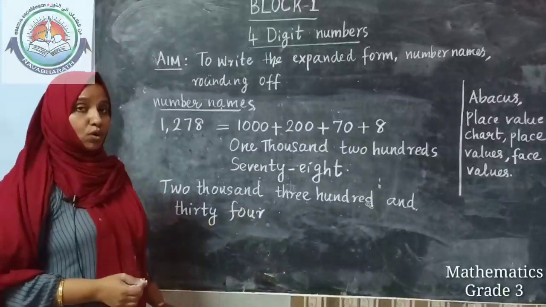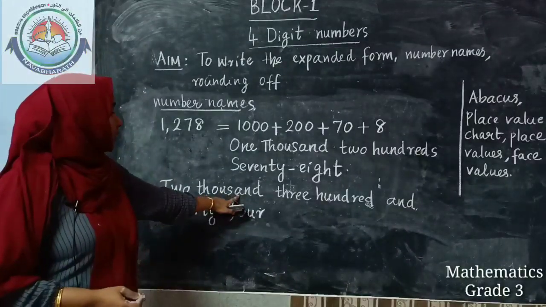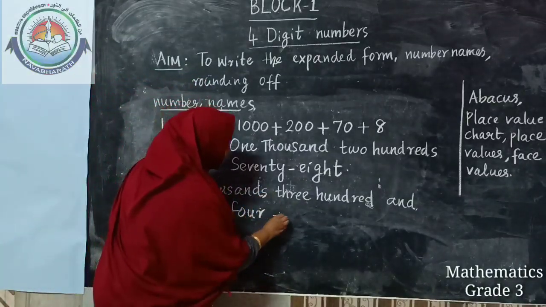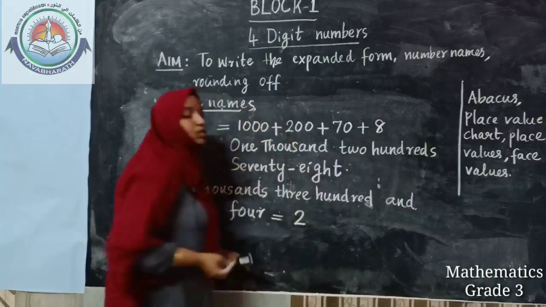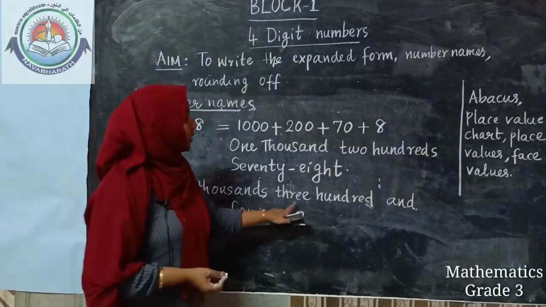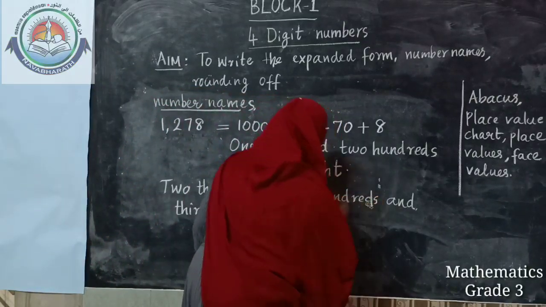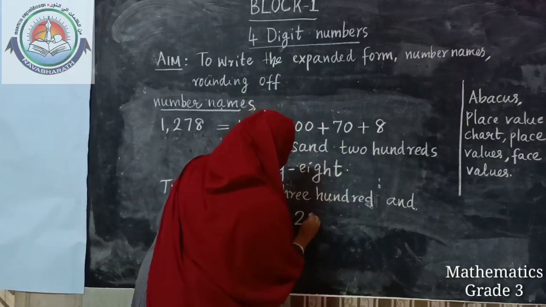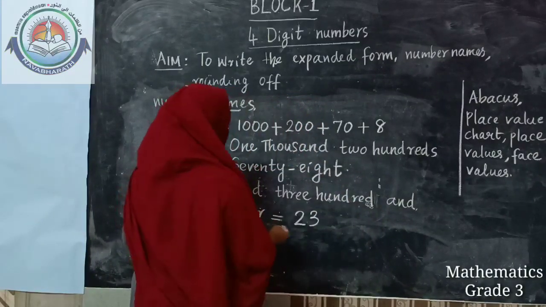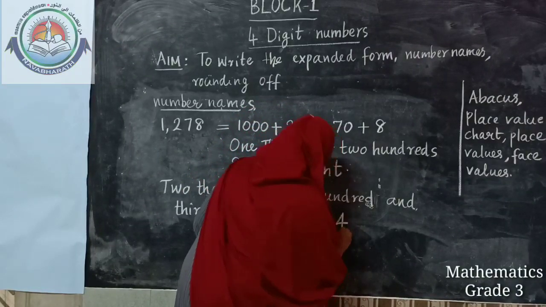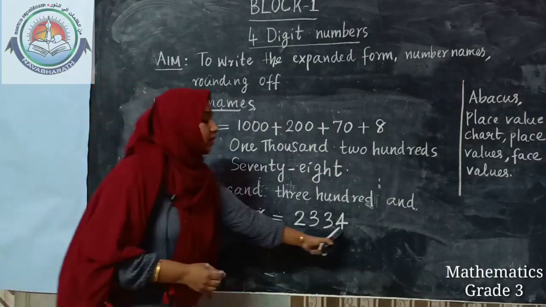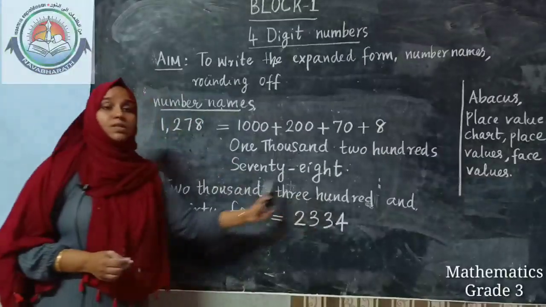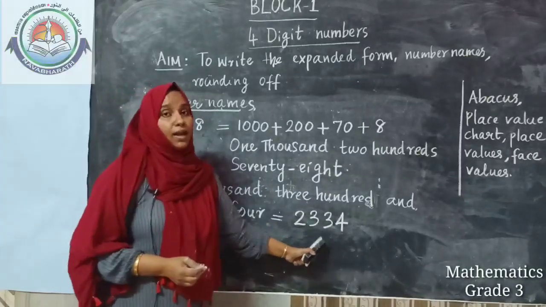How to write this 4-digit number? First you look at here. How many thousands are here? 2 thousands. So first digit is 2. Then how many hundreds are here? 3 hundreds. So 3 and 34. Next number is 34. This is the number name. This is the number. If the number name is given, we can write its number like this. Okay.